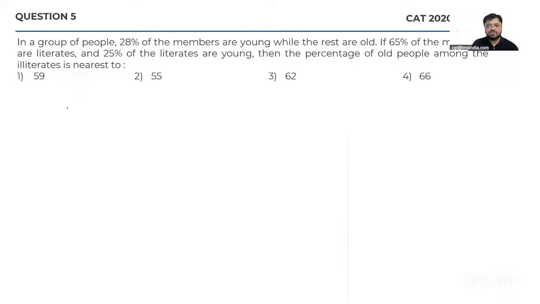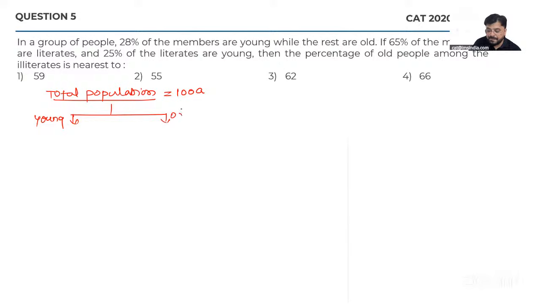If I assume the total population to be 100A, then how many are young? 28A. So let's divide these into young and old. 28% will be 28A. The remaining 72% will be old people.